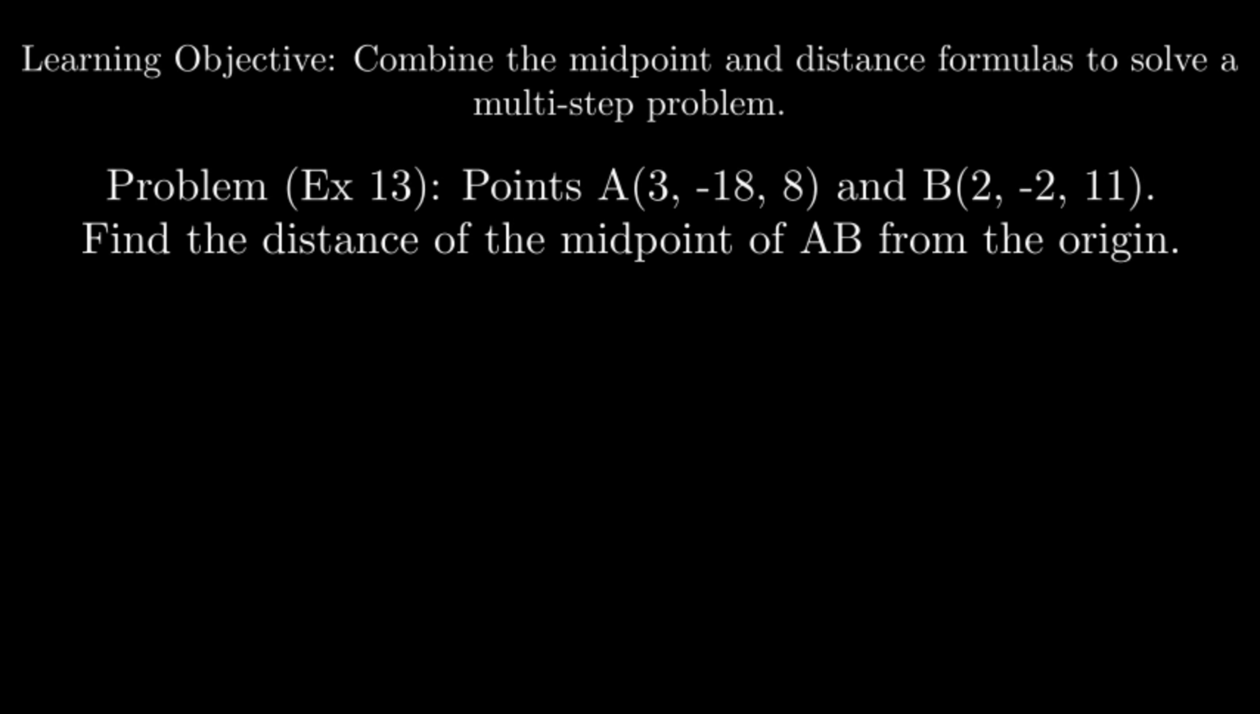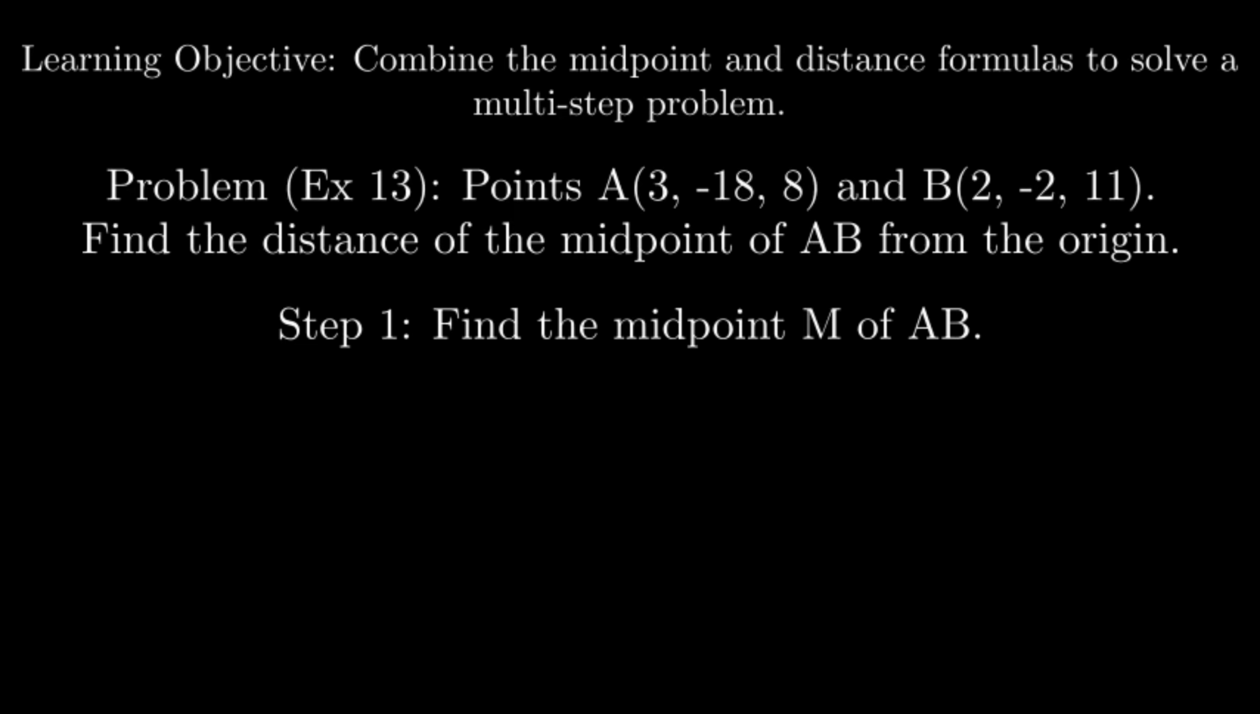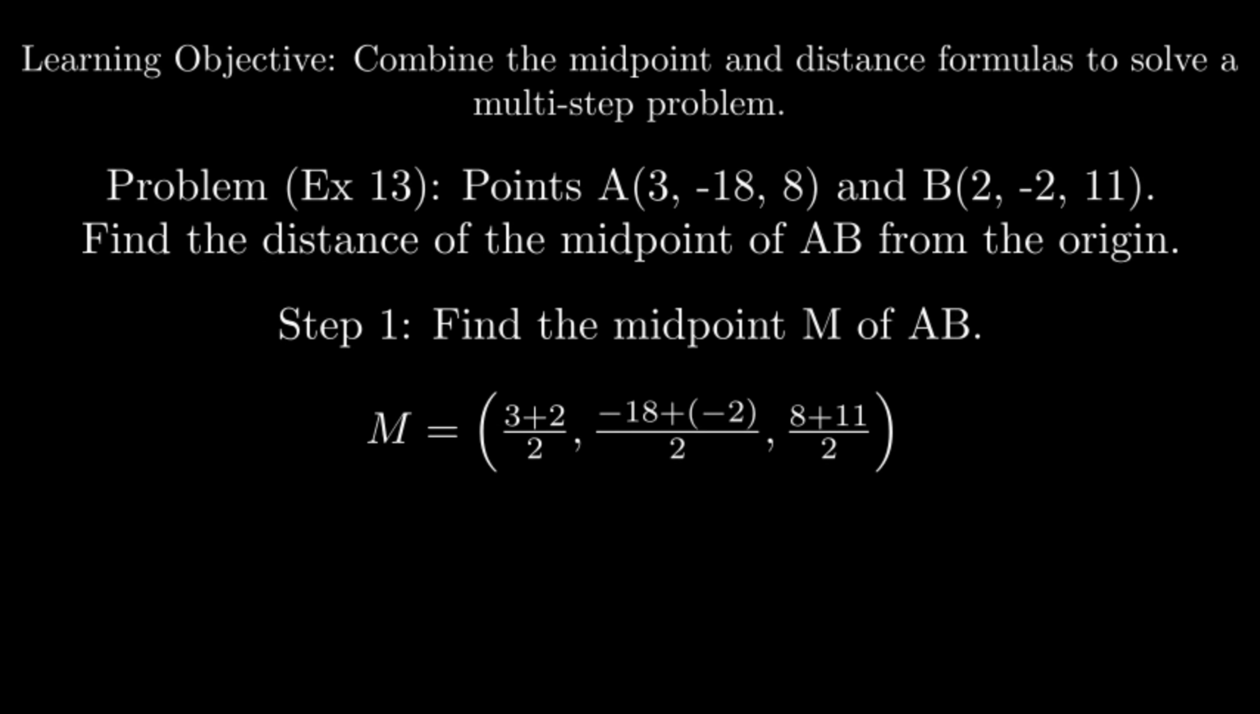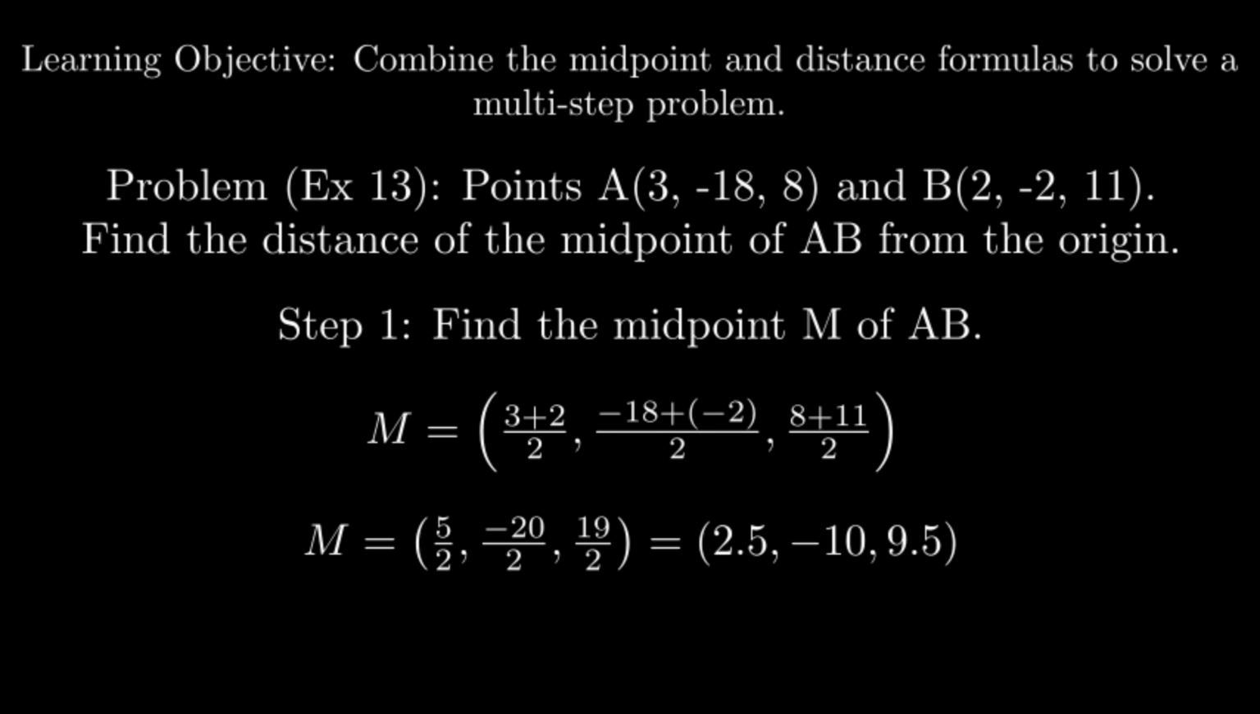What do we need to find first? That's right. We first need to find the coordinates of the midpoint of AB. Let's call it M. Step 1 is to calculate the midpoint. Using the midpoint formula, we average the coordinates of A and B. So M equals ((3 + 2)/2, (-18 + -2)/2, (8 + 11)/2). This simplifies to the point M with coordinates (2.5, -10, 9.5). Great. We've completed the first part of the problem.